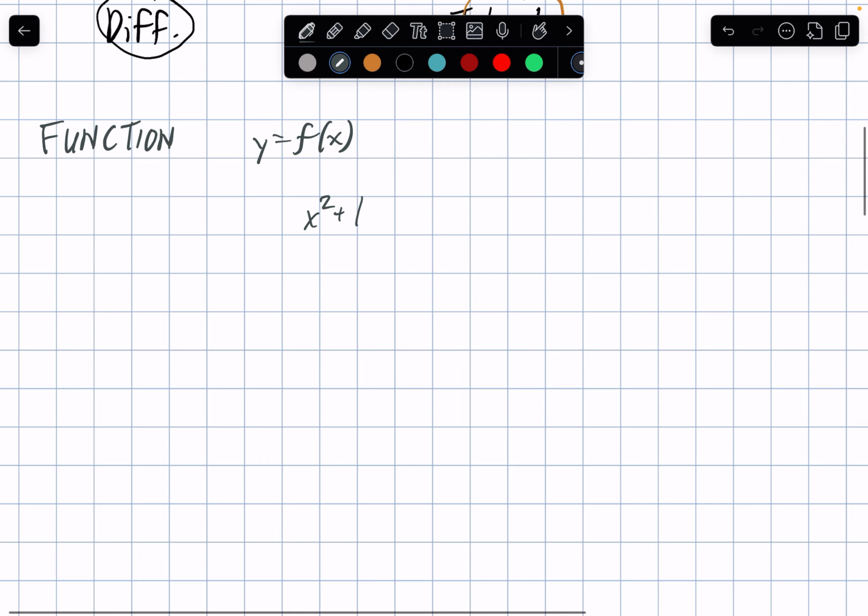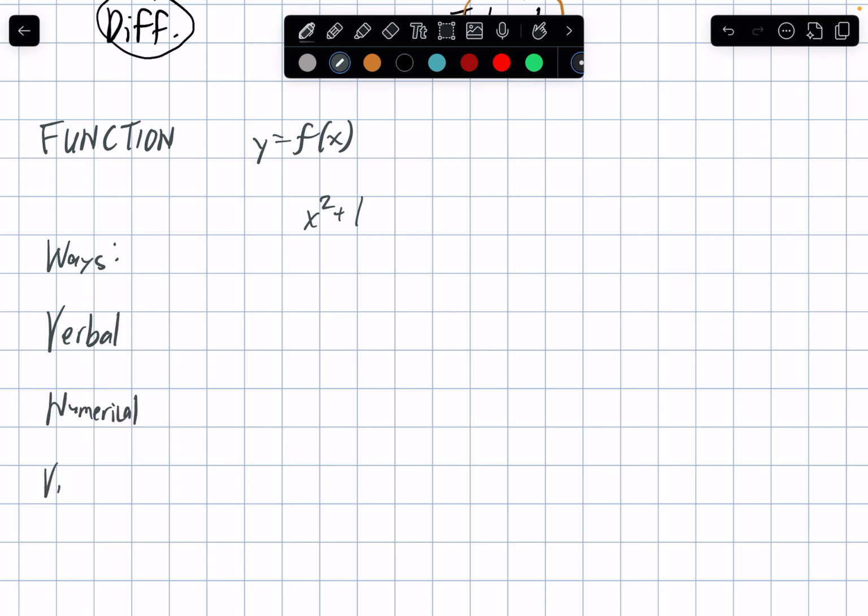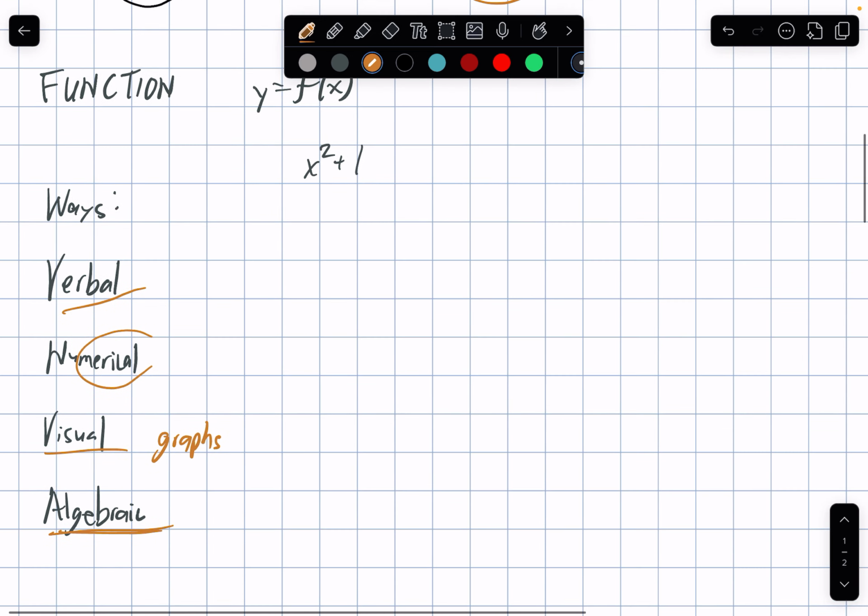So what are the ways that we can represent a function? We can express it verbally, numerically, visually, as well as algebraically. Visual means graphs, so you graph functions. Numerical means tabulated values. Verbal, of course, is expressing it in words. But essentially, we'll be solving in algebra.